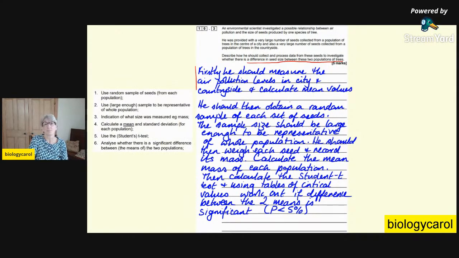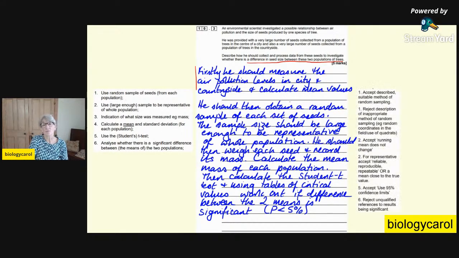Here's the mark scheme. It's 5 marks. So I got mark point one. I got mark point two. Representative, except running mean. Yeah, I could have talked about running mean. Not many students would think of that, though, anyway. And I would not have thought of using any of those words, I'm going to be honest.